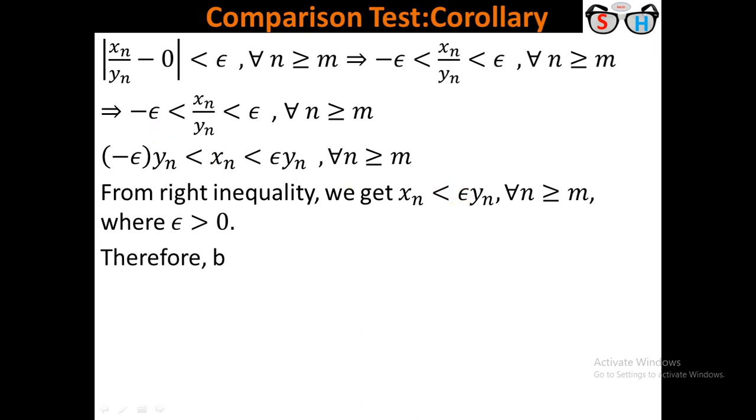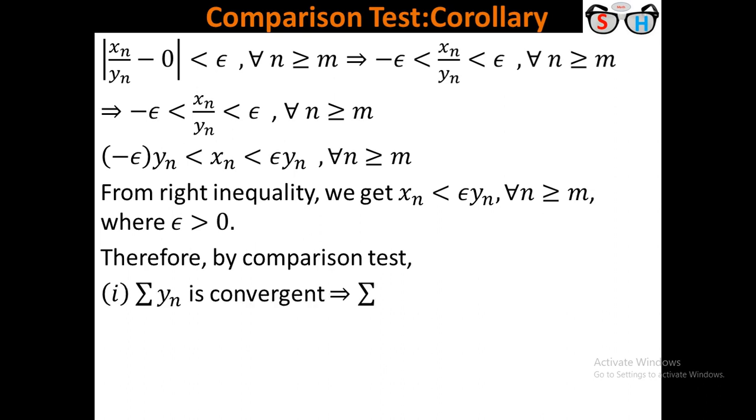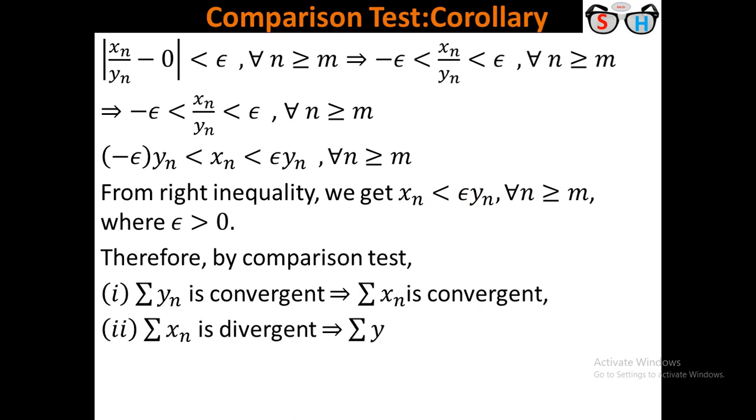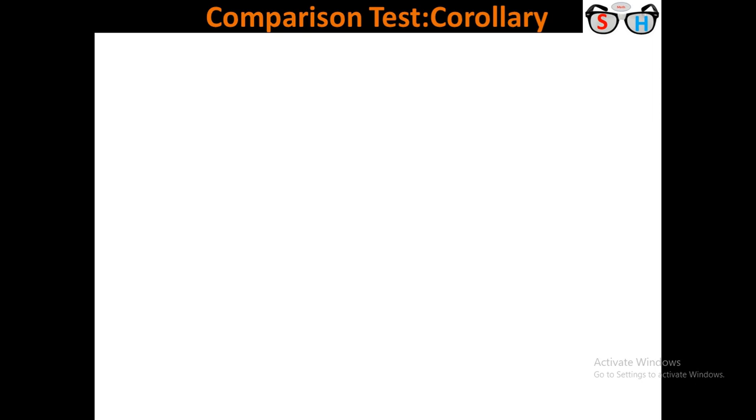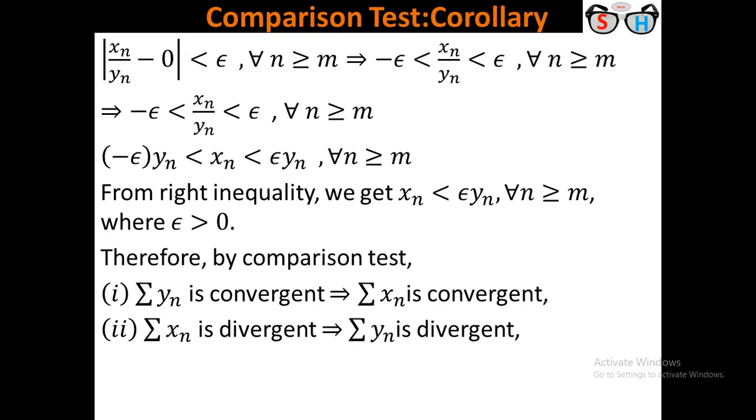So by the comparison test we can conclude that when the larger series is convergent, the smaller series is convergent. That is, when yn is convergent, then xn is convergent, and when the smaller series is divergent, the larger series is also divergent. That is, when xn is divergent, then yn is also divergent. So I proved corollary 1, that is when L equals 0, then denominator convergent implies numerator convergent, and numerator divergent implies denominator divergent. There is no conclusion when summation yn is divergent or summation xn is convergent.